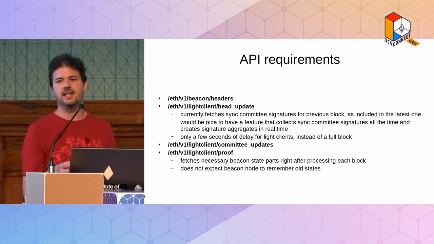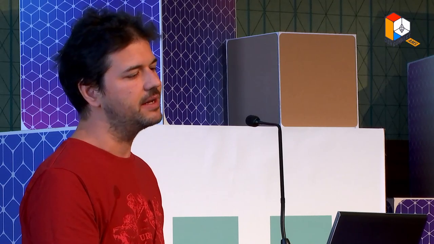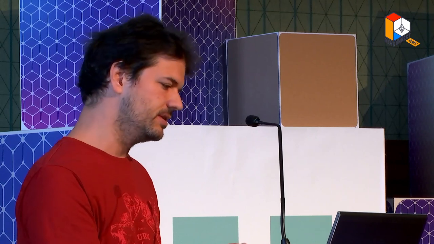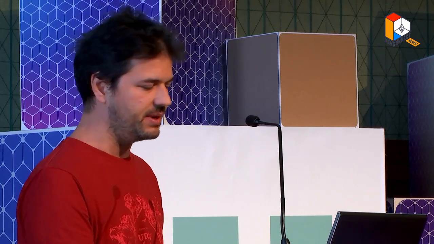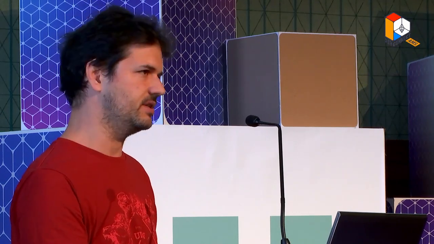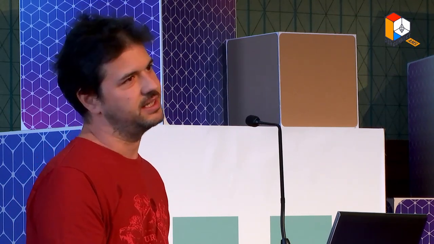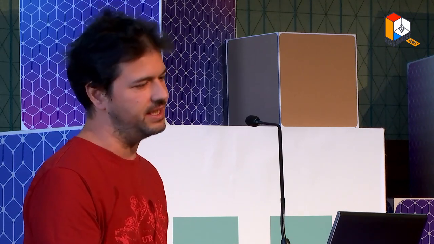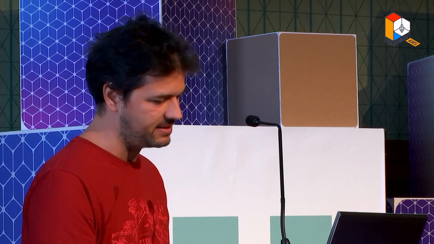But since the light server is constantly syncing from the beacon node API, we don't need to access anything that's old, because I know that the beacon nodes usually don't store all the beacon states, but the light server design won't need this, because as soon as blocks are processed, it will just fetch all the beacon state that's needed and store it locally, at least the parts which will be needed for serving clients.